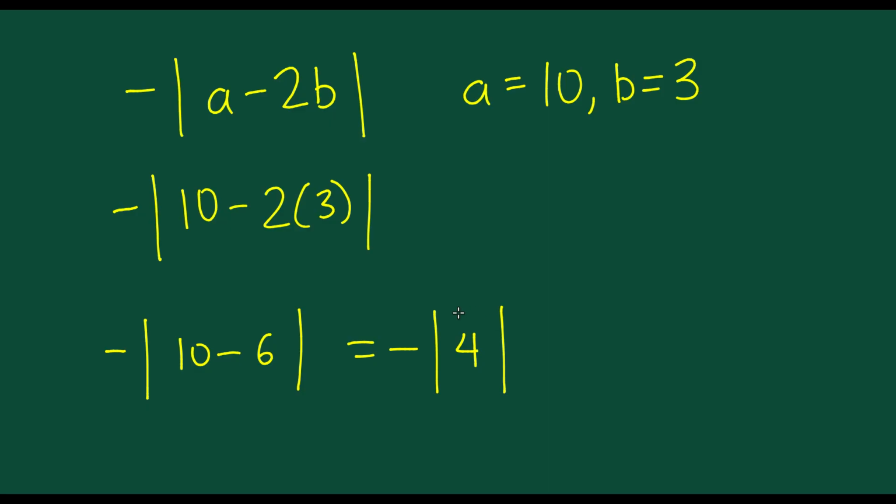Now, the absolute value of 4 is 4. So this part right here is 4, but this time we have a negative on the outside, so this negative is still going to be there. So negative 4 is what this expression evaluates to for these given values.